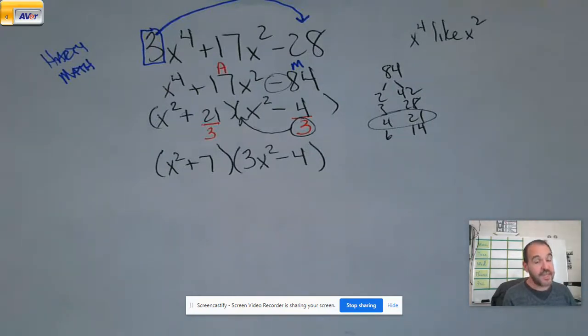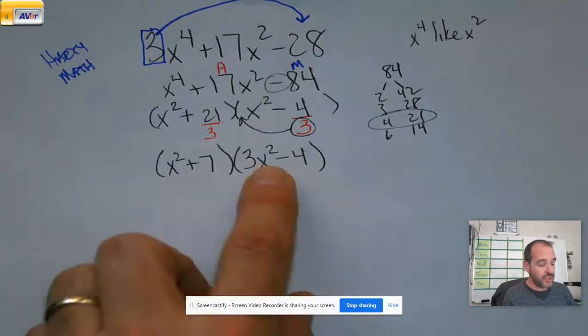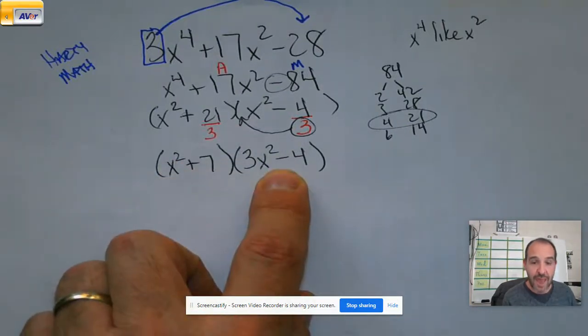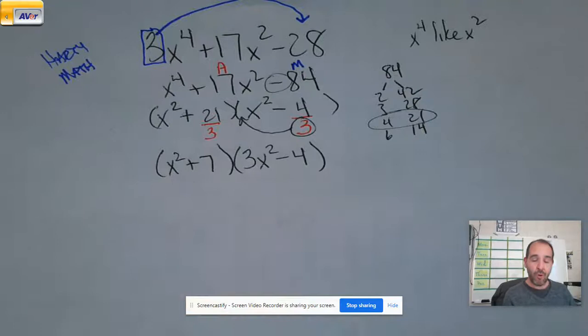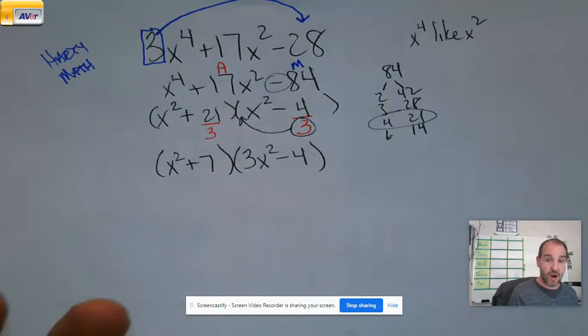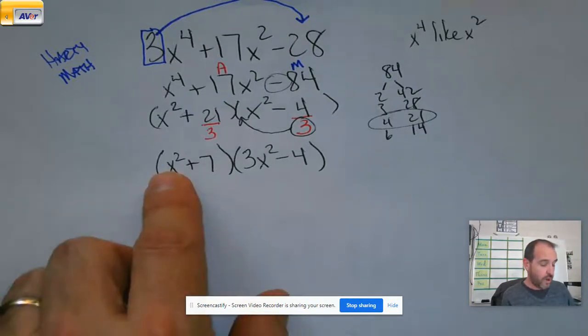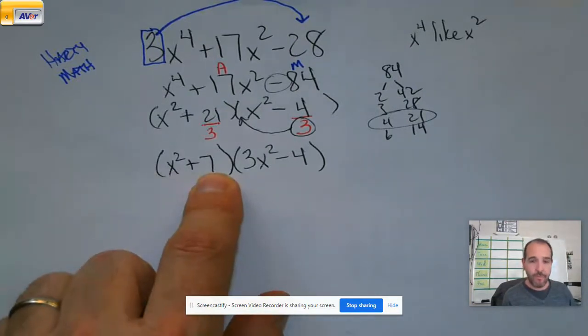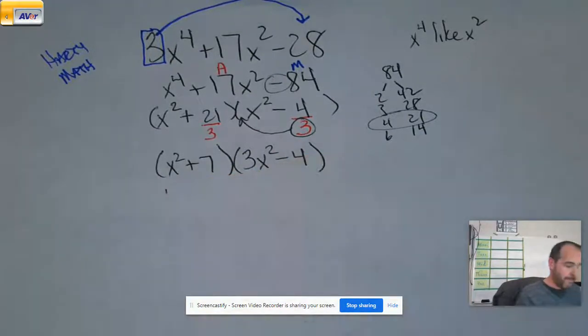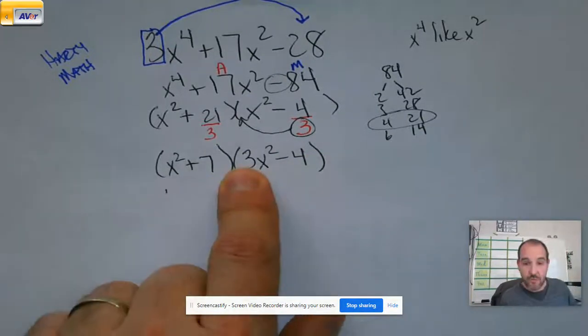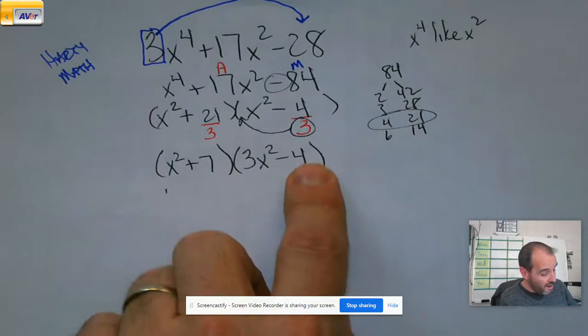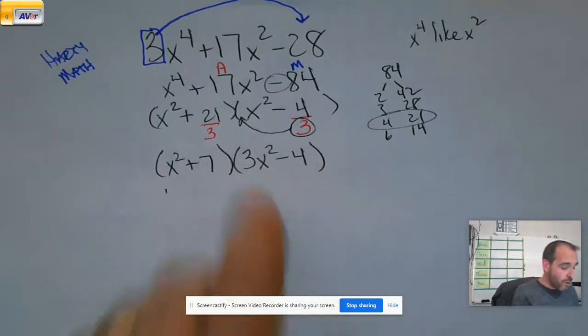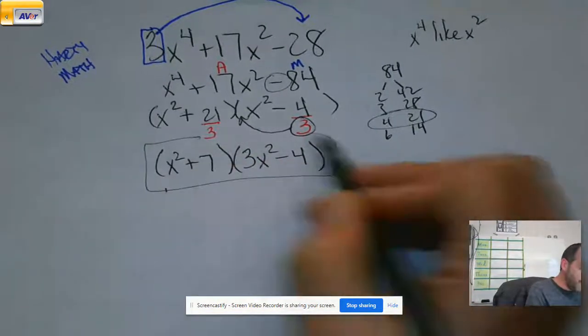look to see if either of your quantities, your sets of parentheses, are able to be factored. Now, how do I know? If you see perfect squares for both your x or x squared and the other number. So x squared, perfect square. Is 7 a perfect square? No. Okay, so that's staying the same. Is 3 a perfect square? No. Even though 4 is, 3 is not a perfect square. This one would be done.